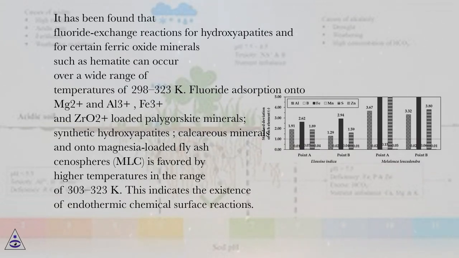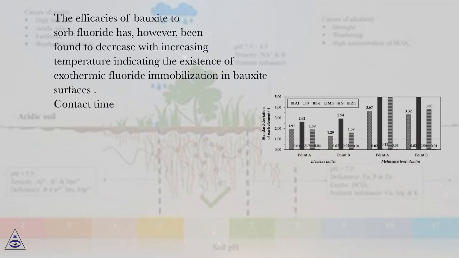Fluoride adsorption onto Mg2+, Al3+, Fe3+ and La3+ loaded palygorskite minerals, synthetic hydroxyapatites, calcareous minerals and onto magnesia-loaded fly ash cenospheres, MLC, is favored by higher temperatures in the range of 303 to 323 K. This indicates the existence of endothermic chemical surface reactions. The efficacy of bauxite to sorb fluoride has, however, been found to decrease with increasing temperature, indicating the existence of exothermic fluoride immobilization on bauxite surfaces.